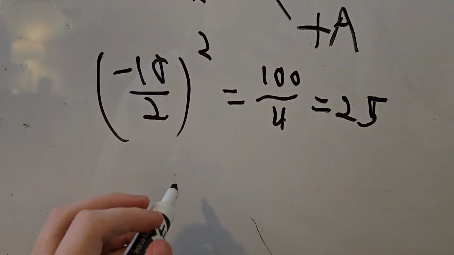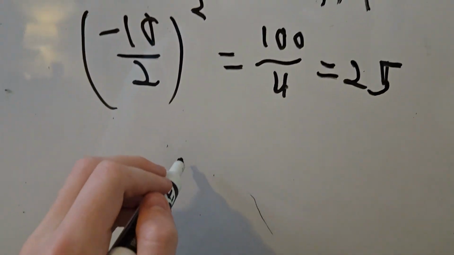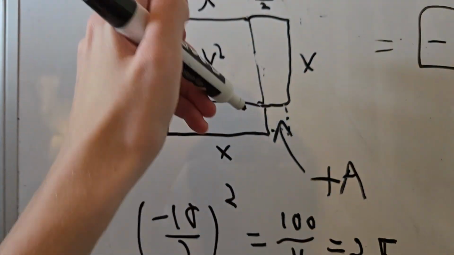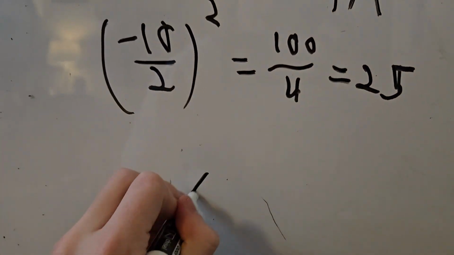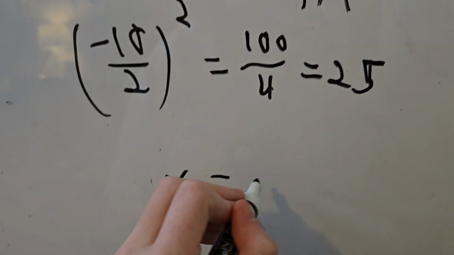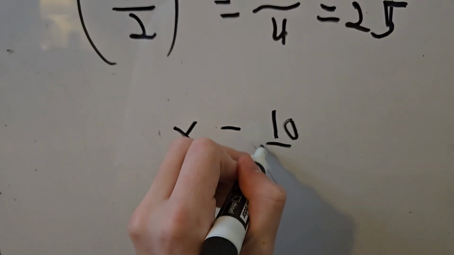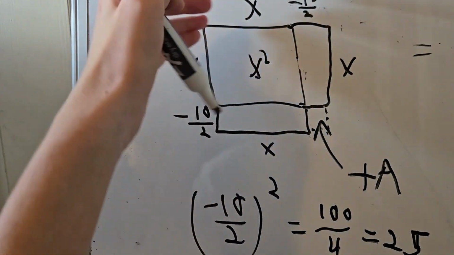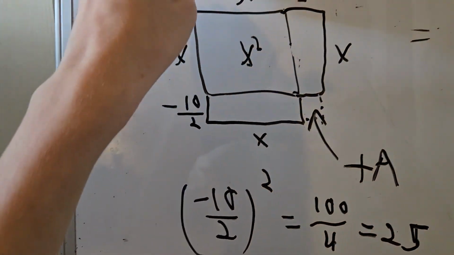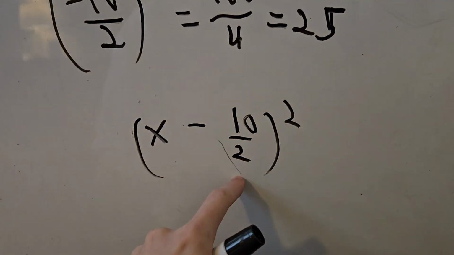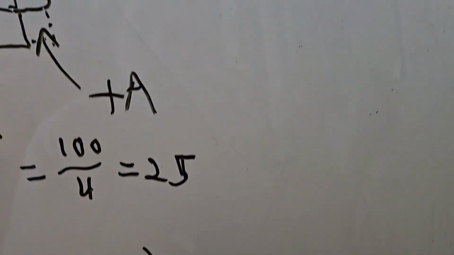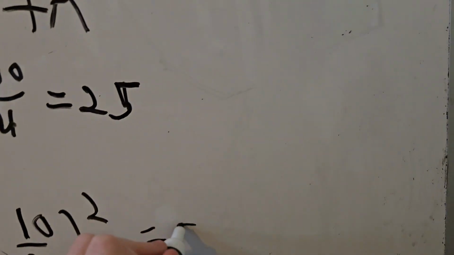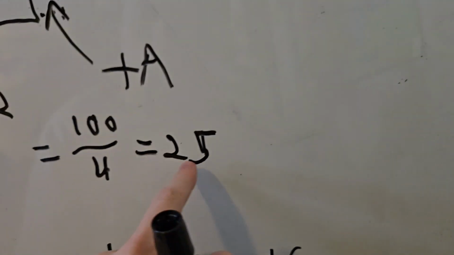So we were left with a thing that is squared now, right? X minus 10 over 2, squared, because we have this times this. Okay, that's equal to negative 16 plus A, which we said was 25.